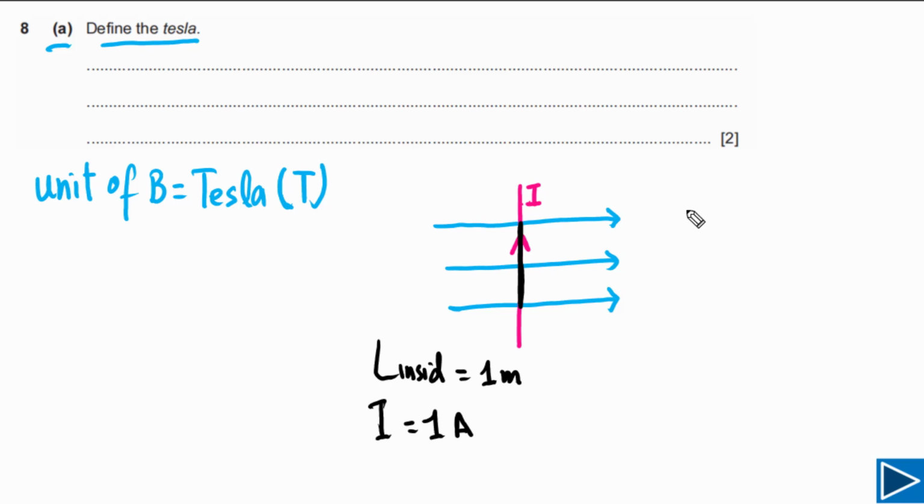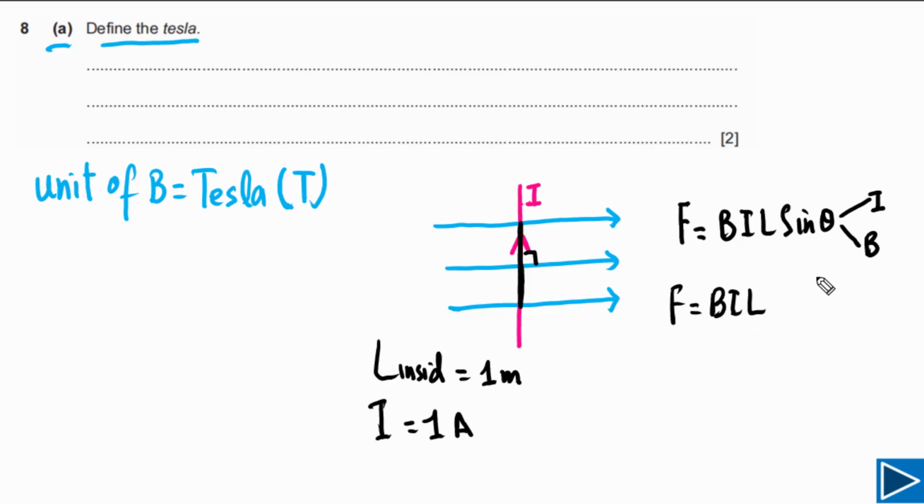First of all, let's try to understand the formula for magnetic force. Magnetic force F is equal to BIL sine theta, and theta is the angle between B and I. Now, if the angle between these two is 90 degrees, we can say F is equal to BIL, because sine 90 is equal to 1.